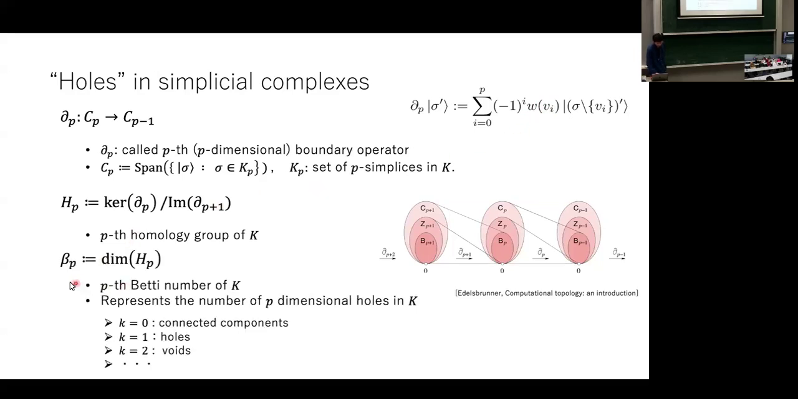And then the p-dimensional Betti number is defined as the dimension of the p-dimensional homology group. This Betti number represents the number of p-dimensional holes that exist in K. For example, if p is 0, beta_0 represents the number of connected components. If p is 1, it represents the number of one-dimensional holes. And if p is 2, it represents somehow three-dimensional holes, and so on.